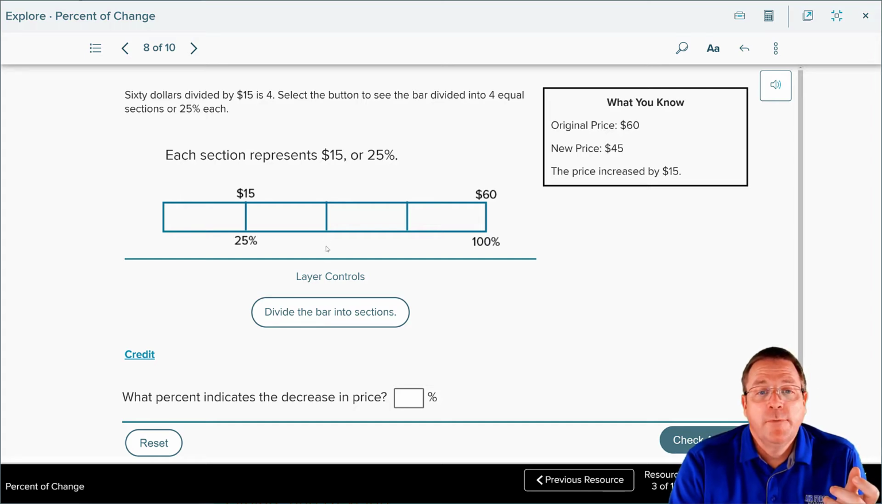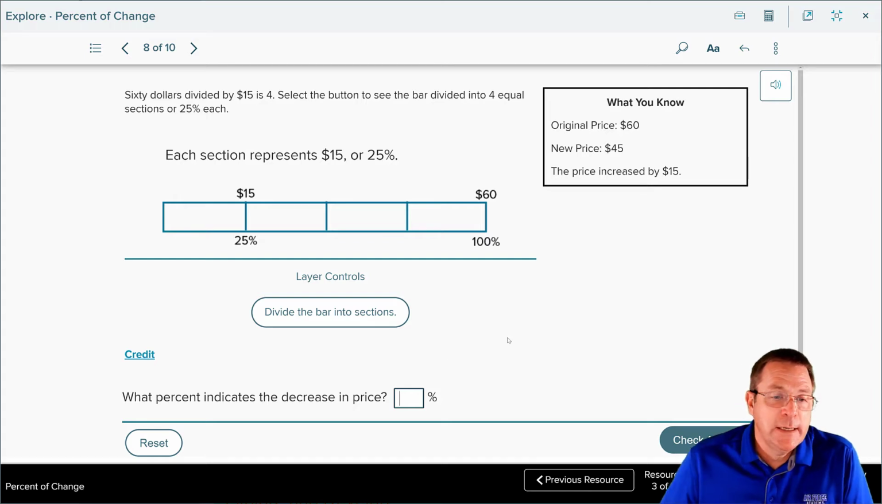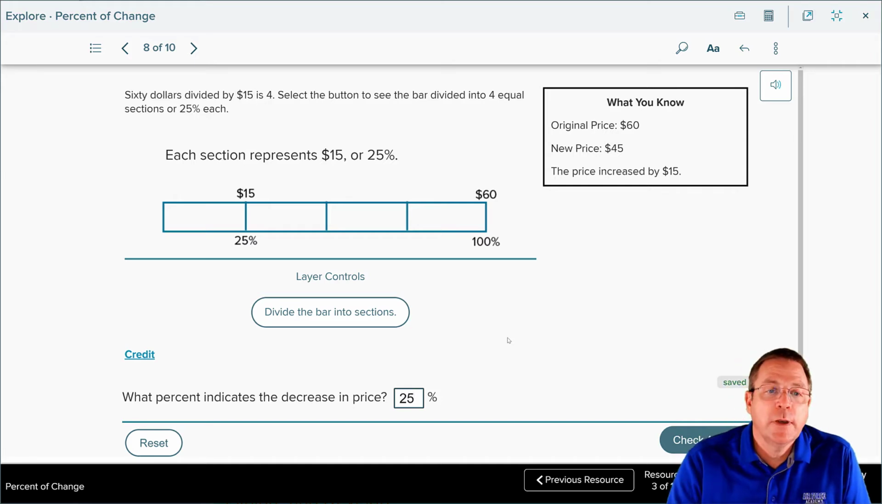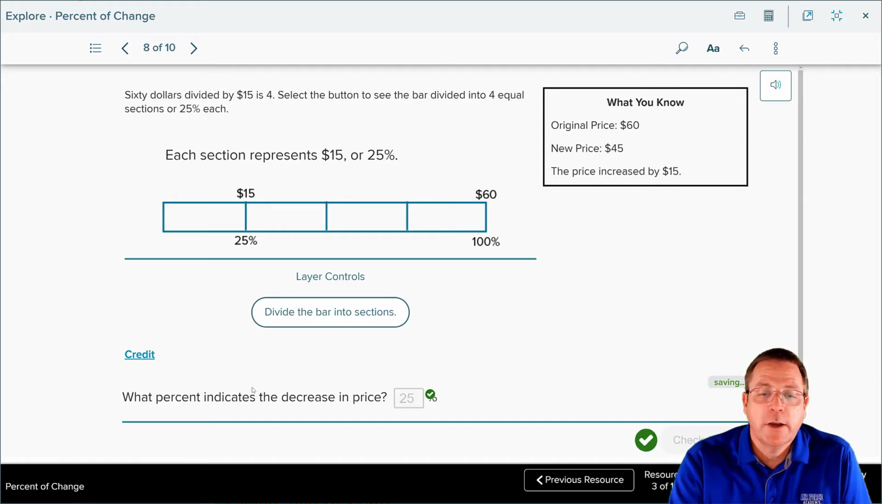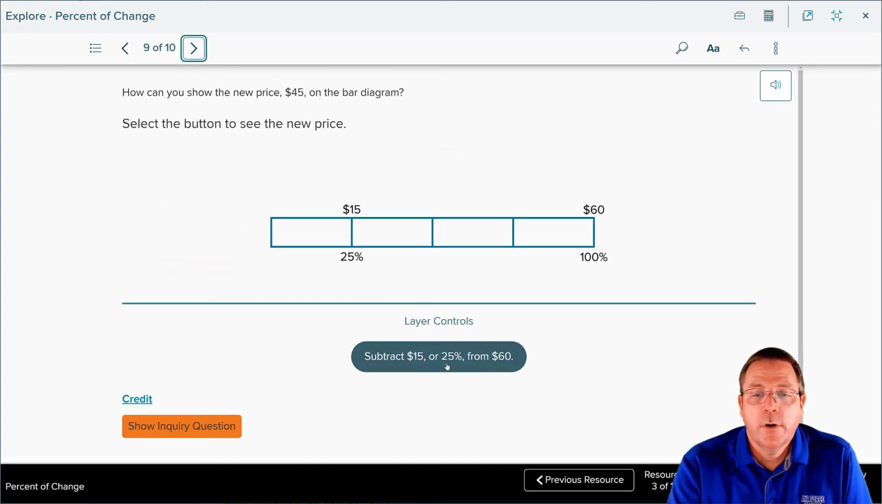That means that 50% would be $30, and 75% would be $45. So by doing that, you can fill in the different parts, and I think we're going to see that right here. The percent indicates what percent indicates the decrease in price? Well, it decreased by $15, also known as decreasing by 25%. And now we're going to hopefully fill in the rest of the bar diagram.